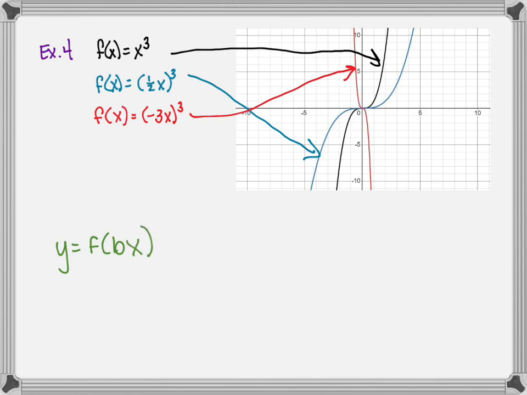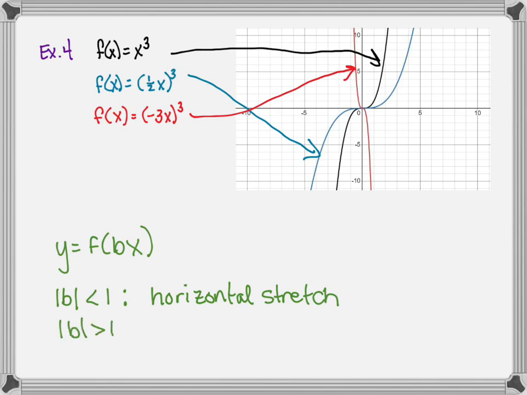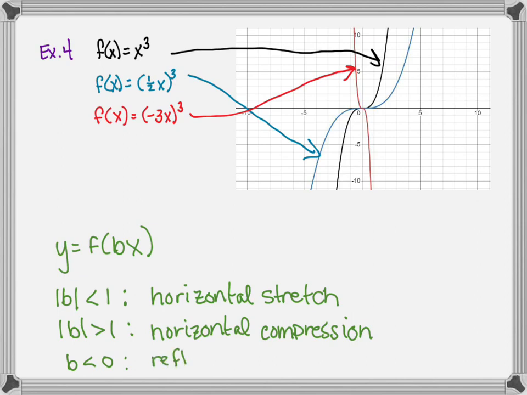In general, when we have y equals f of b times x in parentheses, when the absolute value of b is less than 1, like it was for our blue function and graph, then we have a horizontal stretch. And then when the absolute value of b is greater than 1, like it was in our red function, we have a horizontal compression. And when b is negative, or b is less than 0, we have a reflection over the y-axis.